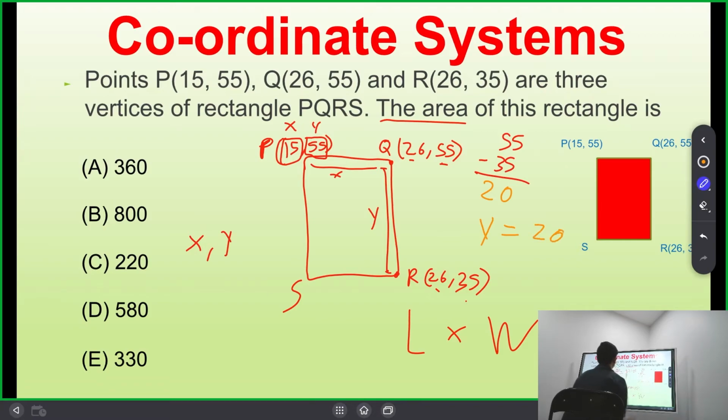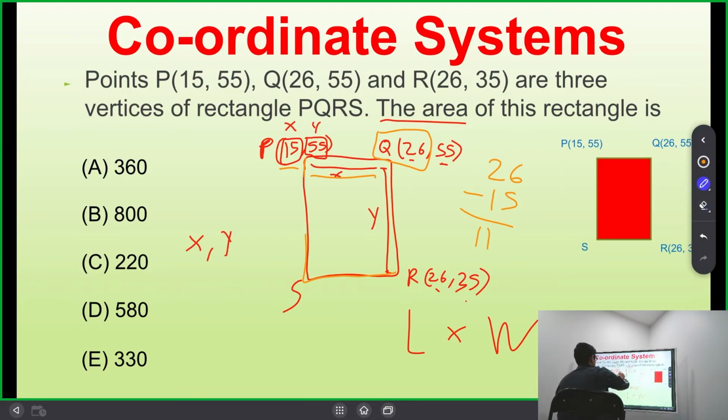Now we need to find the value for x, and we do the same thing we did for y. For x, the Q value here is 26, and the P value is 15. Since 26 is the bigger number, we always put that first. So to find x, we do 26 minus 15, which gives us 11. So the value for x is 11, and the value for y is 20.